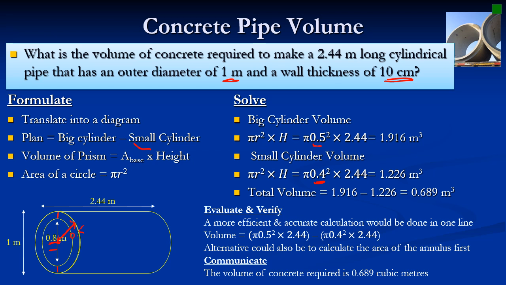Now when we evaluate and verify this model, we could say we could do this a lot more efficiently if we had all these numbers left in our calculator. So you could type this into your calculator and round off and just ensure that this number would be more accurate. An alternative solution would be to find the area of the annulus first, or that donut shape. An annulus we get from the word annual, or sun. So that's just the ring around the sun, or in this case it's a ring shape, and we just find the area of that ring. So big circle take small circle and then multiplied by the height. And finally, when we communicate, the volume of the concrete is 0.689 cubic meters.